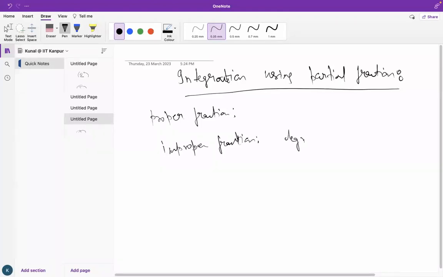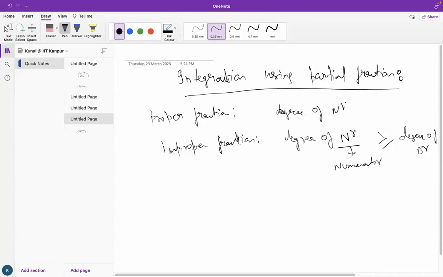So what I'm saying is, if the degree of numerator is greater than or equal to the degree of denominator, we can call it an improper fraction. And what is a proper fraction? If the degree of numerator is less than, not equal to, less than the degree of denominator. So if p(x) by q(x) is our fraction, we only deal with the proper fraction, in which the degree of the denominator is more, while solving by partial fractions.